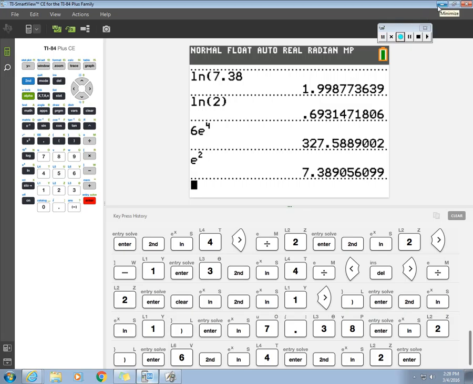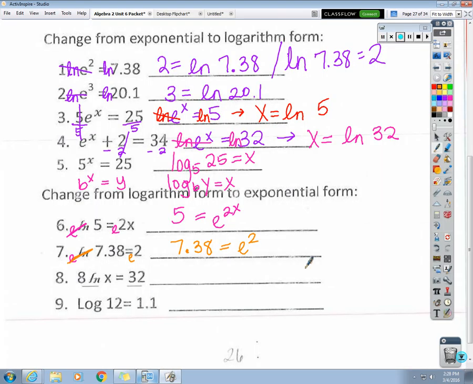Okay, number 8, what would we need to do first? Divide by 8. And so now we have the natural log of x equals 4. Okay? But we need to do e raised to the natural log of x equals e to the 4th. We cancel those out, and that leaves us with x equals e to the 4th.